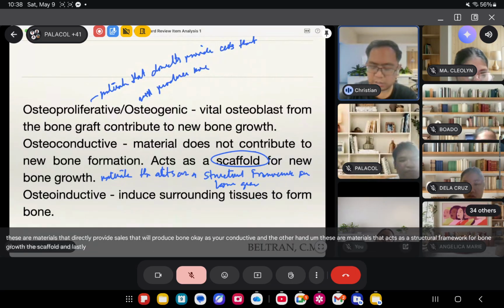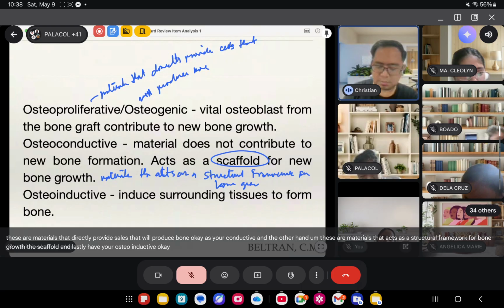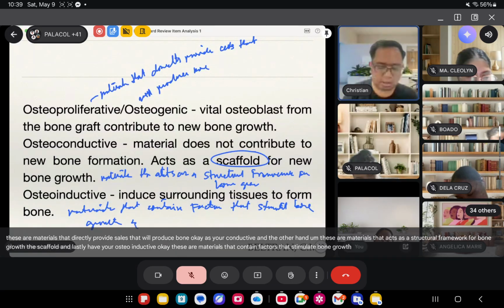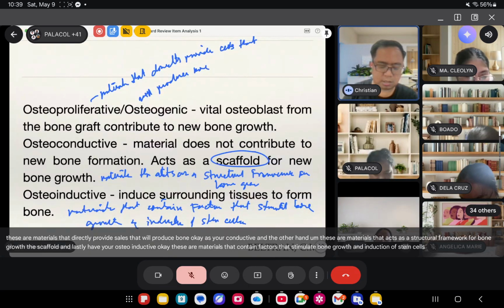And lastly, you have your osteoinductive. Okay, these are materials that contain factors that stimulate bone growth and induction of stem cells. Okay, so those are the definitions.